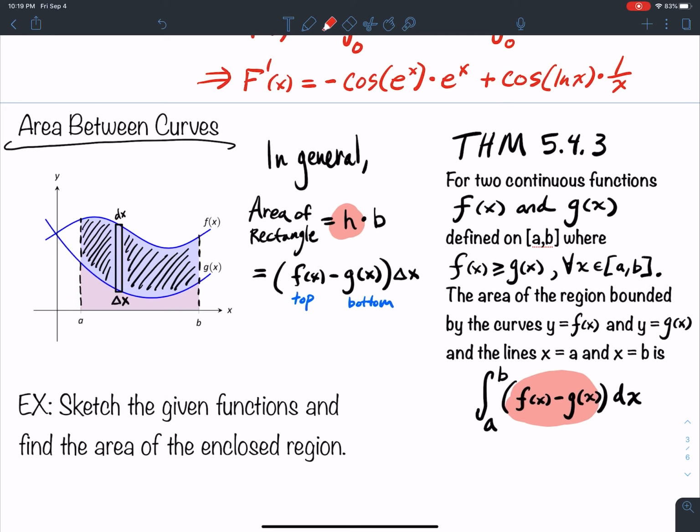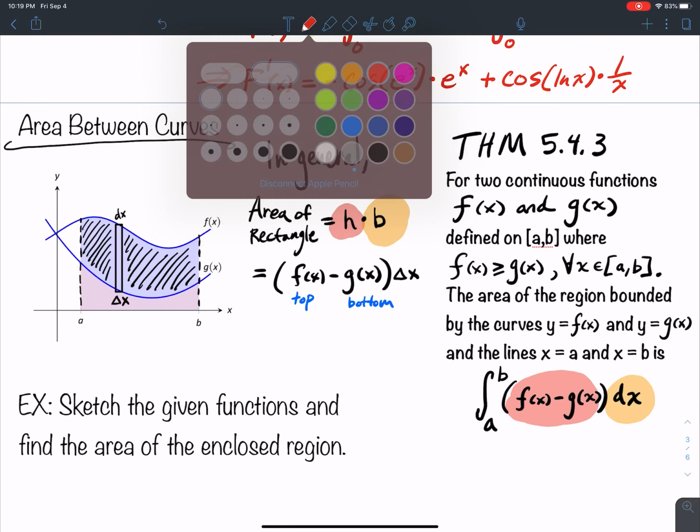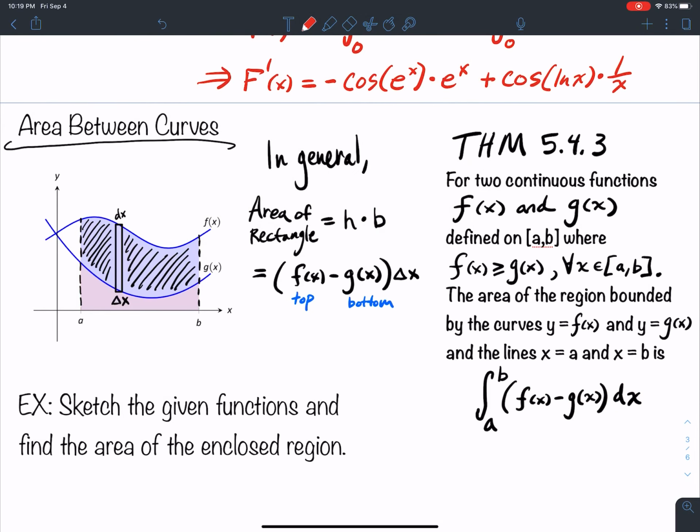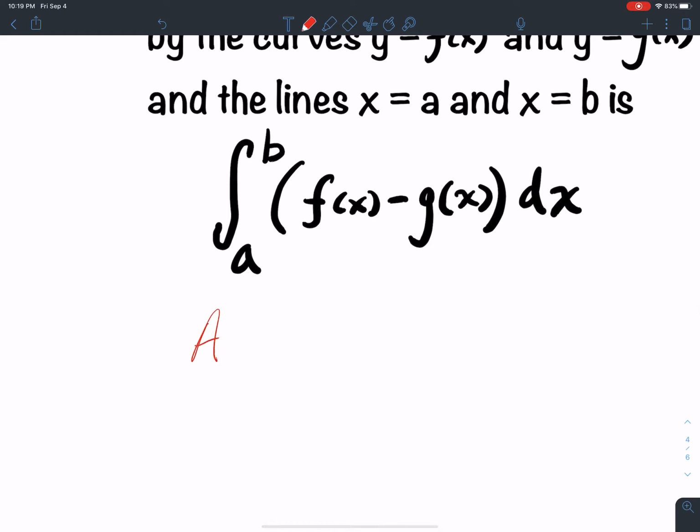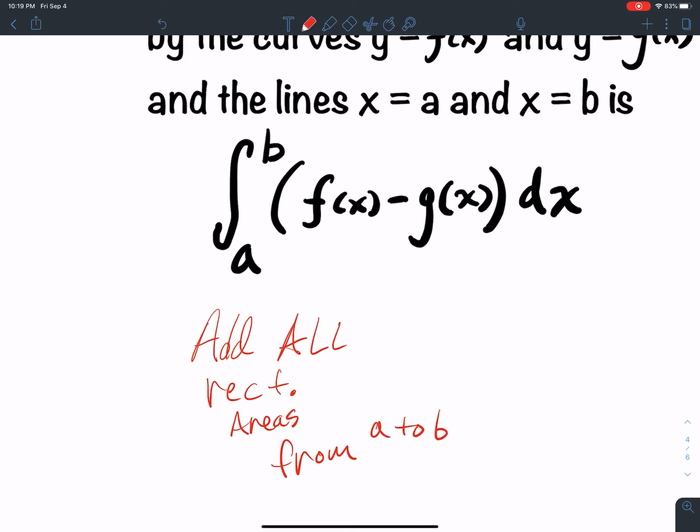So that's the height. And then we have the base, and that's the base. So the area of a rectangle. In general, you could think of it like this, okay? What this is saying is add all rectangle areas from a to b, okay? And where the areas of the rectangle are the height times the base.